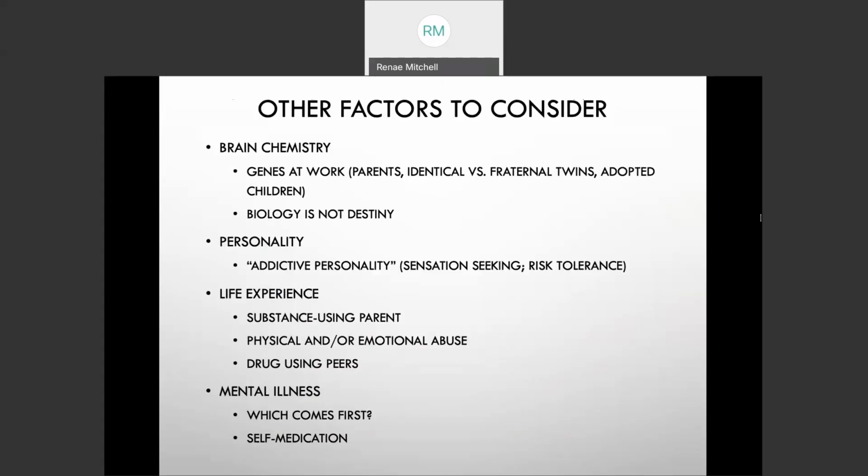The experience of physical or emotional abuse can predispose someone to seek out drugs. We'll talk about that a bit more with mental illness, but as a sort of trauma response, trying to avoid the psychological fallout from that trauma might drive someone to use drugs. Or being conditioned by drug using peers.